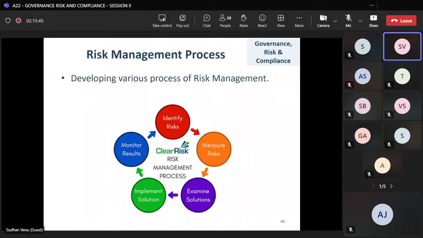Which is the adaptable one, which is the compatible one, and which is usable now. If we are using that solution, it won't impact any other things. So it will reduce the risk of the organization in terms of the risk management process, and then the monitoring and research. Once the solution implementation is in place, we have to monitor it and provide the results to the top level management.